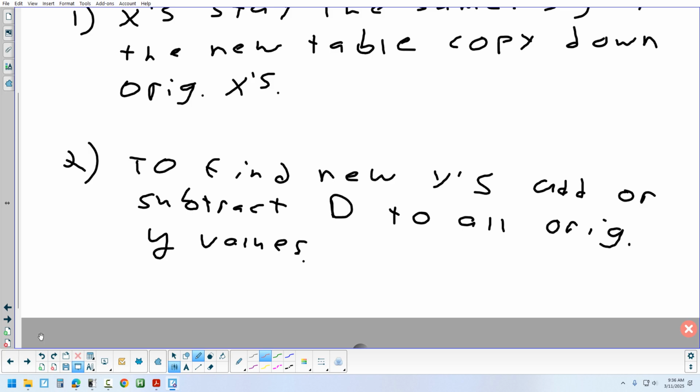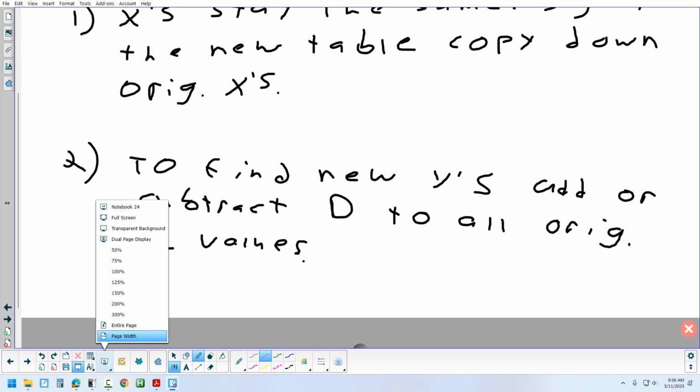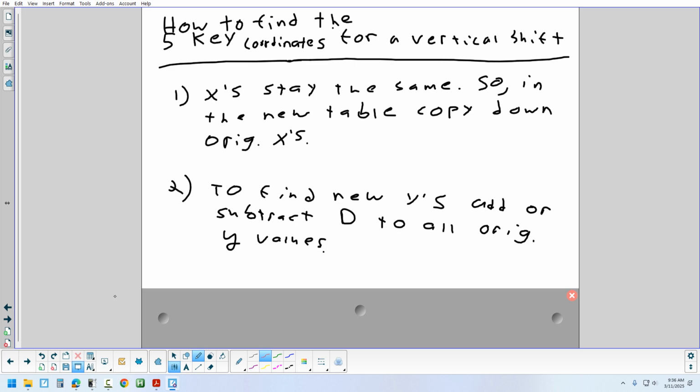Could you scroll up a bit so I can read that part? Good. Thank you.